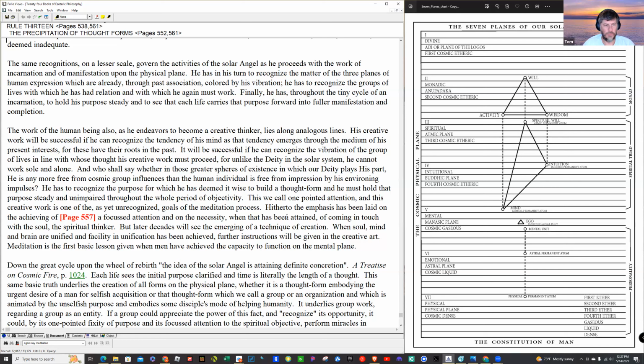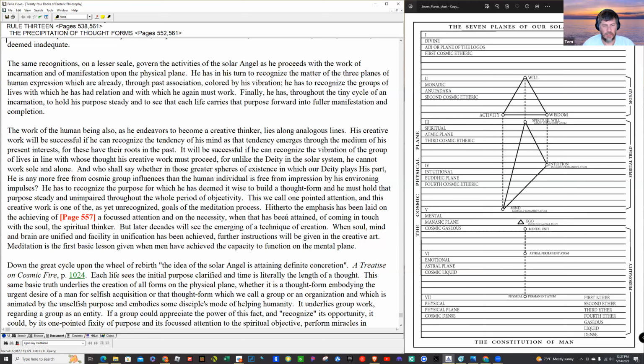And who shall say whether in those greater spheres of existence in which our deity plays his part, he is any more free from cosmic group influences than the human individual is free from impression by his environing impulses. He has to recognize the purpose for which he has deemed it wise to build a thought form, and he must hold that purpose steady and unimpaired throughout the whole period of objectivity. This we call one-pointed attention, and this creative work is one of the as yet unrecognized goals of the meditation process.